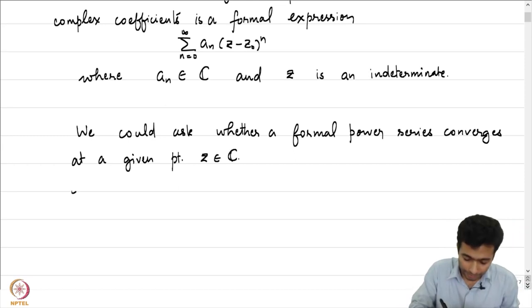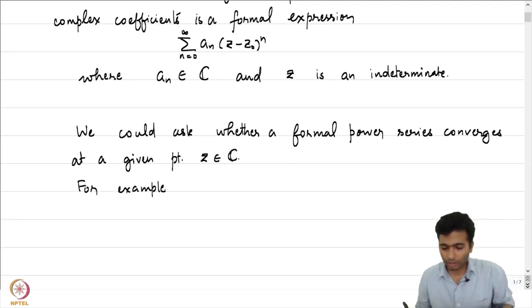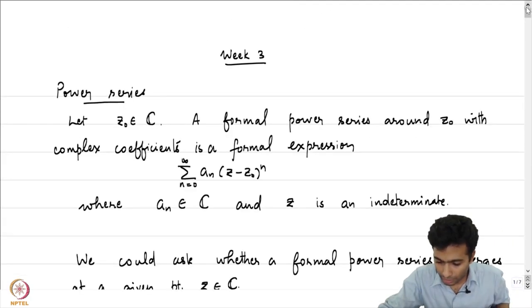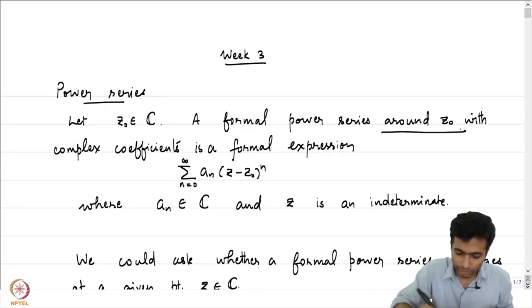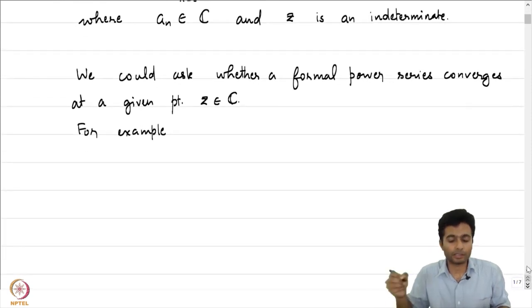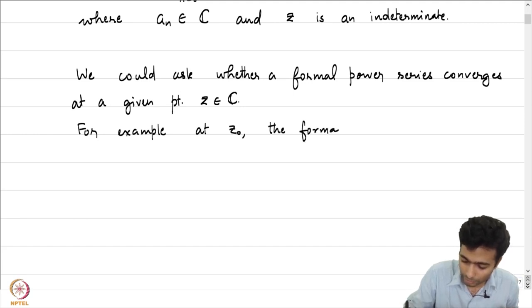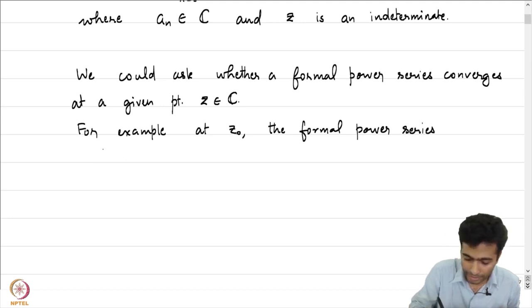So, for example, at the point z naught, the power series around z naught, I have written it, will always converge at the point z naught, absolutely. At z naught, the formal power series given by summation a n (z minus z naught) to the power n converges absolutely.